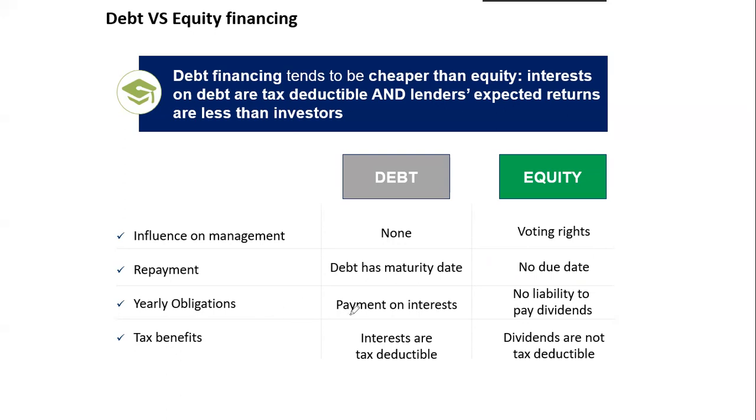Then yearly obligations. In debt, you have to pay interest. Beyond the money you borrowed, you have to pay interest. With equity, there is no liability. Okay, if you make money, then you give each other dividends. You get part of the profit, you share. Say, let's eat some of this money. So that becomes a dividend for you as the owners.